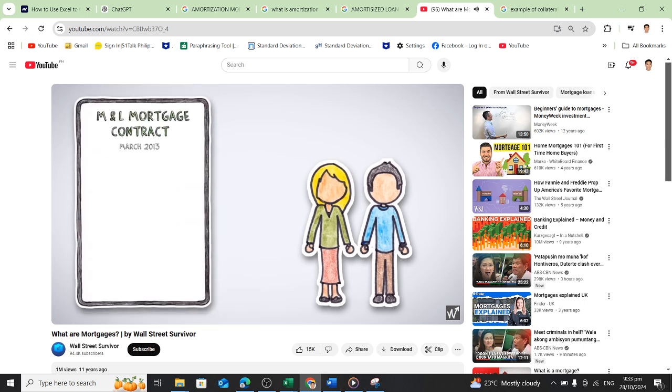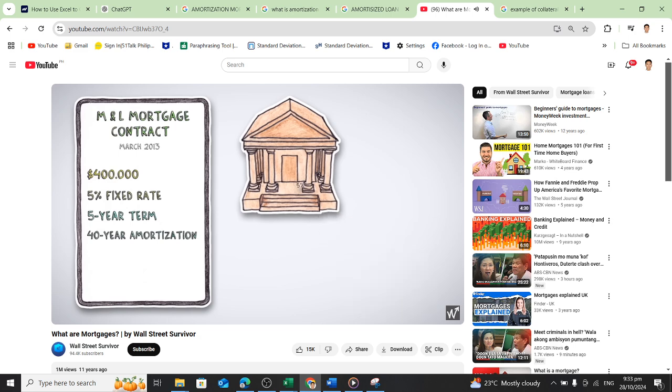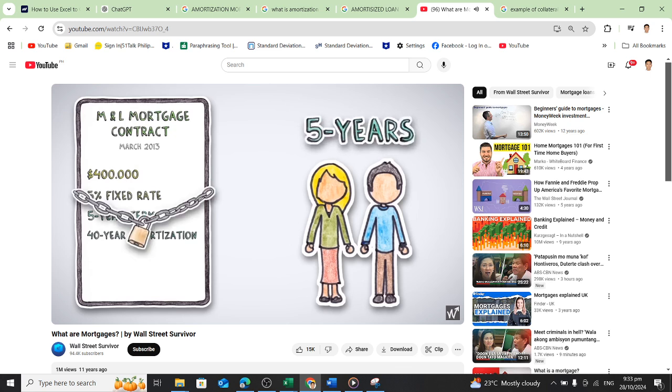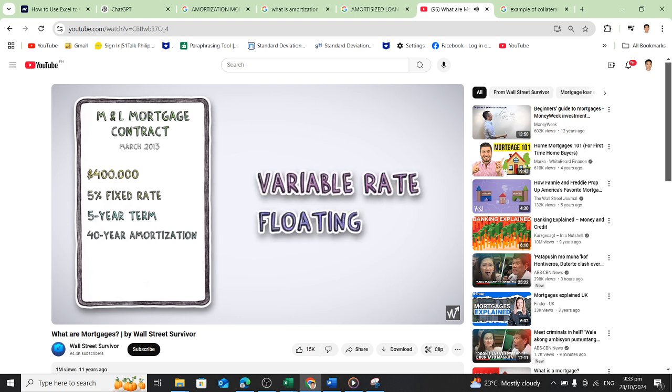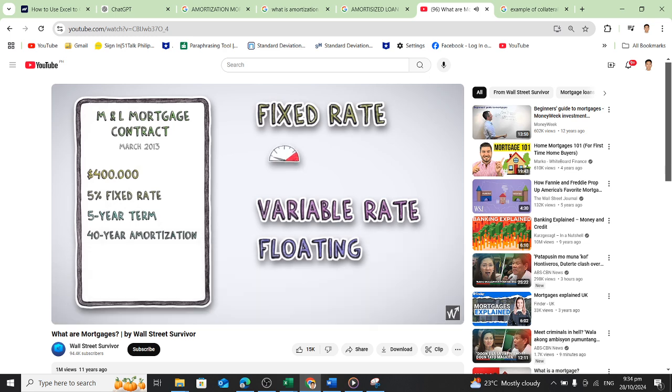The banker reviews Mark and Lisa's credit reports and income statement and grants them a $400,000 mortgage at a fixed rate of 5% with a 5-year term and a 40-year amortization period. That means Mark and Lisa must pay a 5% interest rate to the bank per year. The fixed 5-year term means Mark and Lisa are locked into this rate for 5 years, regardless of whether the interest rates go up or down. Conversely, they could have taken a variable or floating rate, which goes up and down with the interest rates. Fixed rates are considered to be the safer choice, but are often a little more expensive than variable.